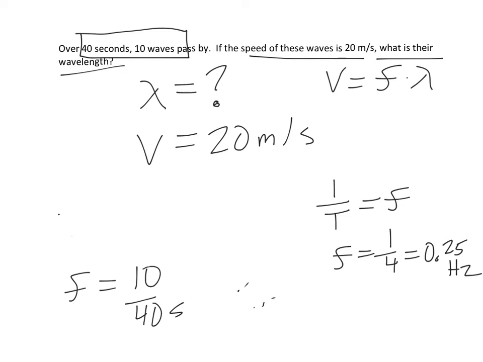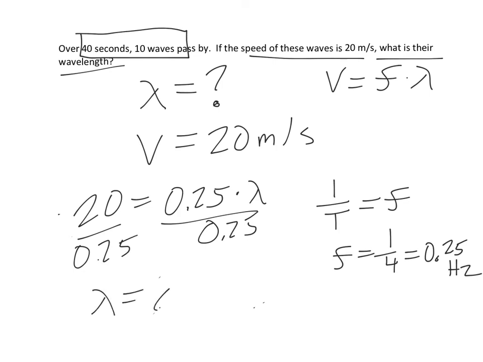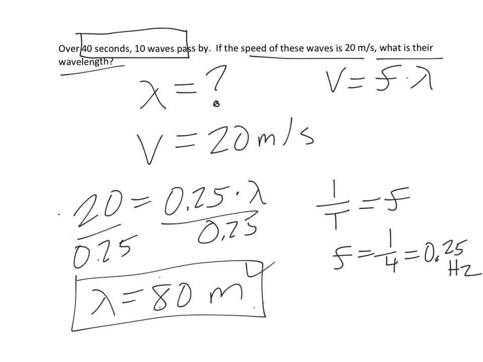So now it's just a regular problem. I've got my frequency, I've got my velocity, let's plug in. So I know that V is 20, I know my frequency is 0.25, and I know my wavelength is unknown, so I want to divide each side by 0.25 to find my wavelength. So 20 divided by 0.25 is going to be 80. So my wavelength should be 80 meters. And again, just double check that. Does 80 times 0.25 give you 20? It does. So that works out.